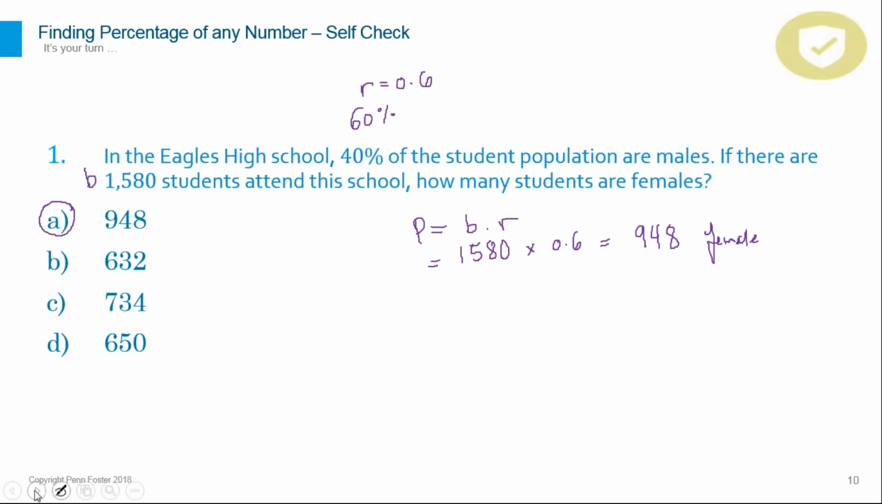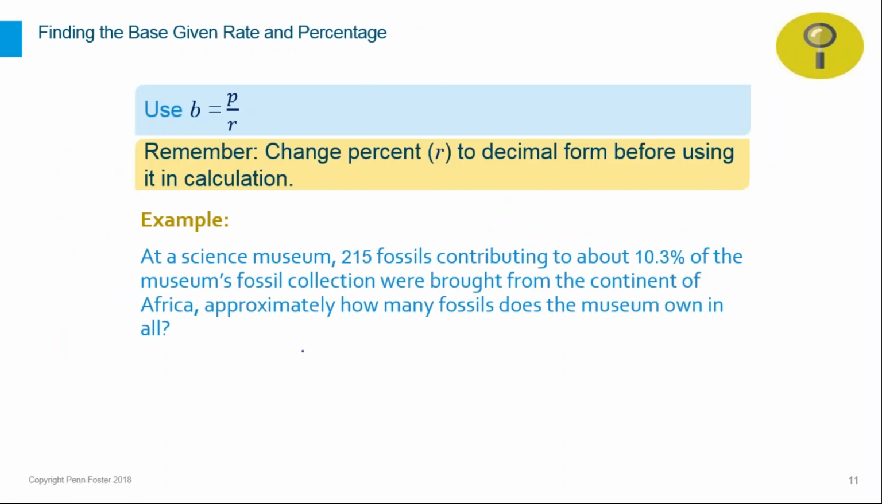Okay, let's go to the next section of the lesson. Now, if you see on the top, the formula has changed. It's not P equals B times R. It's B, the base, equals the percentage over the rate. Now, when should I change that formula?